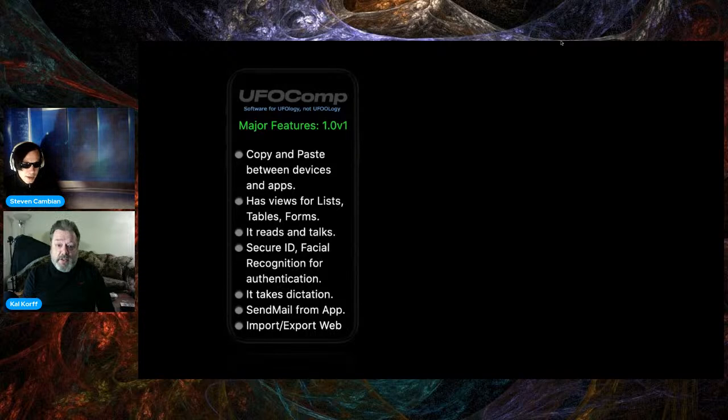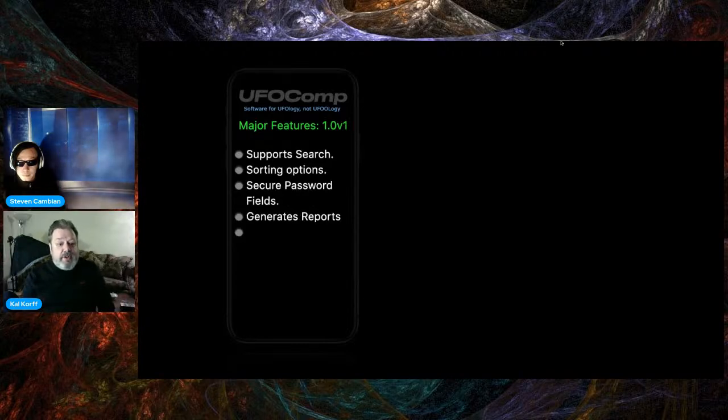It takes dictation, so if you don't want to type anything, you can just talk to it. Send mail from the app. While you're looking at something really cool in your UFOComp database, you can immediately send an email. You don't have to quit and go to another app. Imports and exports the web in case you want to grab stuff off there. It supports search, sorting options, secure password fields, generates reports, etc. The feature list is quite extensive.